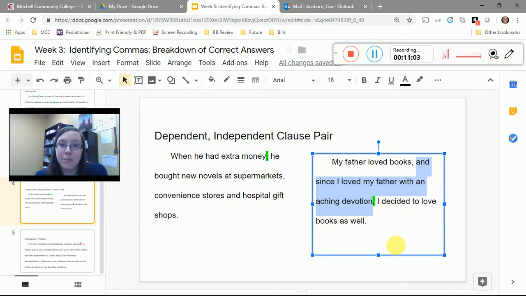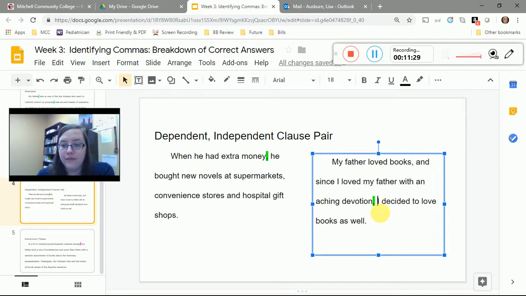Okay, we have a subject, I. We have a verb, loved. But we also have this word since. Again, if I came up to you and I said, hey, since I loved my father with an aching devotion, you would say, well, since what? Like, what do you mean? Because you loved him. There's more information required. Okay. So that makes this a dependent clause.